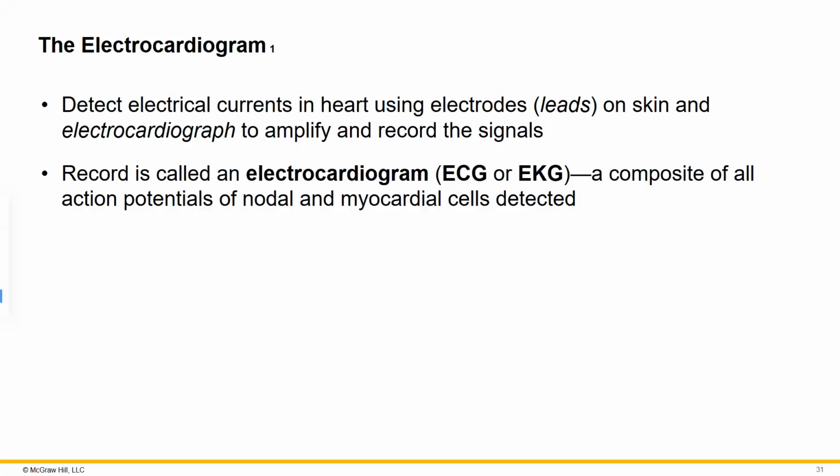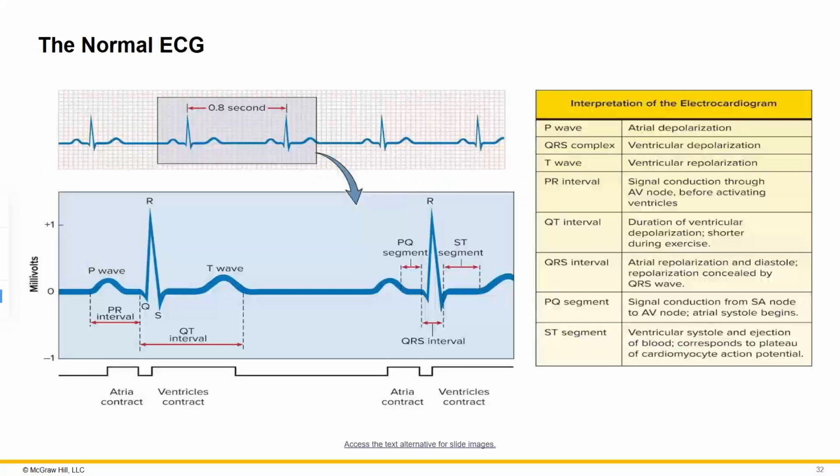The electrocardiogram: we detect electrical currents in the heart using electrodes or leads on the skin, and the electrocardiograph amplifies and records the signals. The record is called an electrocardiogram, ECG, or EKG. A composite of all action potentials of nodal and myocardial cells is detected. So this is the normal ECG. It's EKG if it's spoken, ECG if it's written.